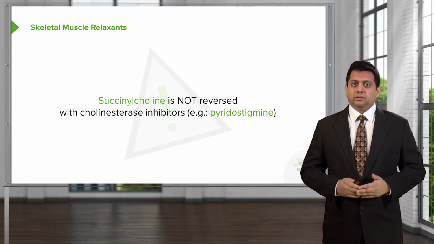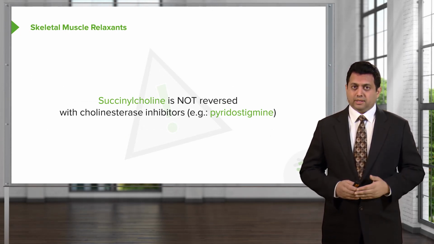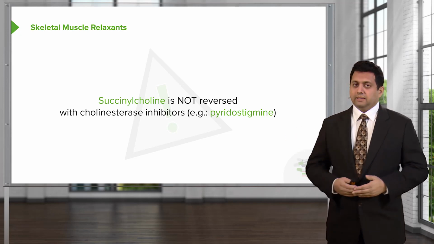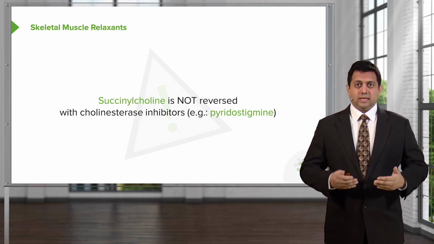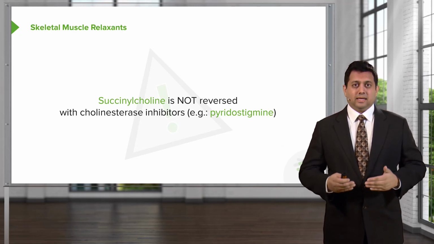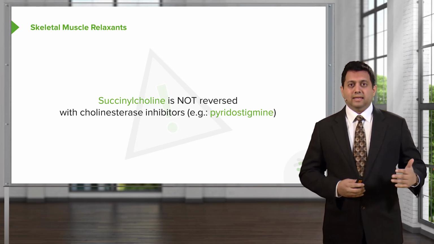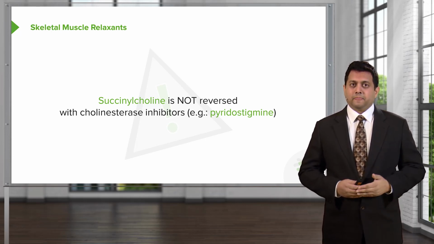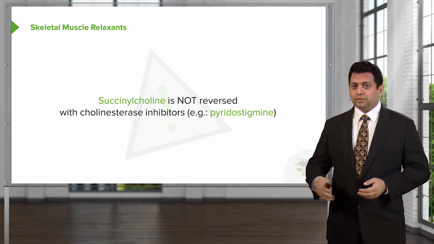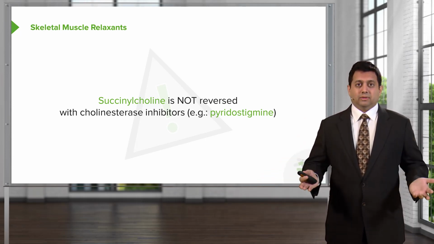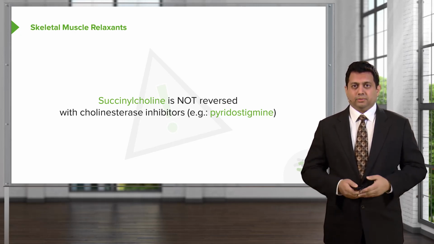Remember that succinylcholine is not reversed with the cholinesterase inhibitors like pyridostigmine. Now let's think about that. Why? Well, pyridostigmine is a cholinesterase inhibitor. What it does is it leaves more acetylcholine in the synaptic cleft. When you have succinylcholine, that acetylcholine is going through the channel and the muscle is already depolarized. Adding more acetylcholine is not going to solve the problem.